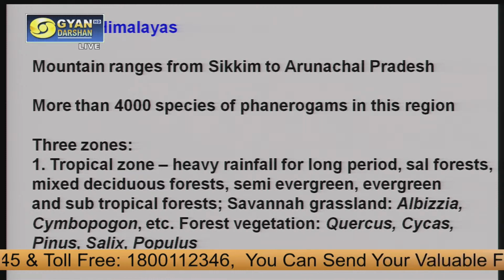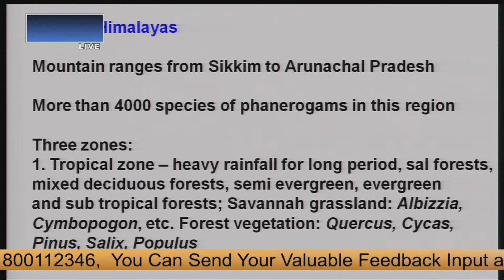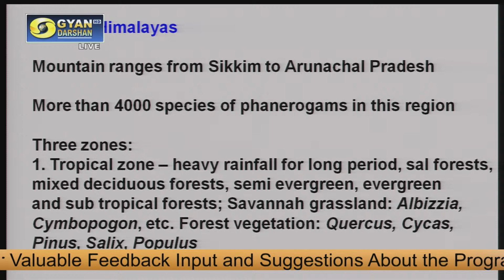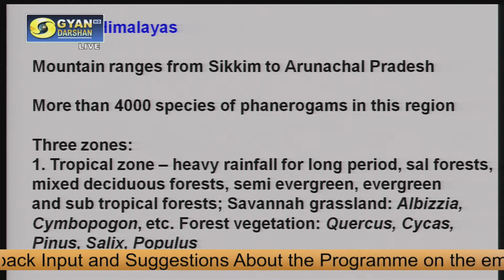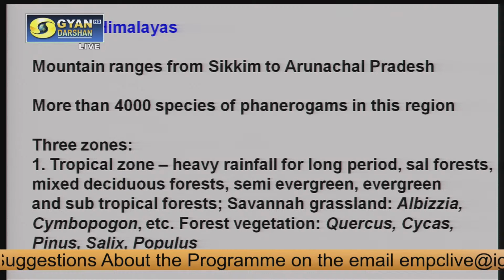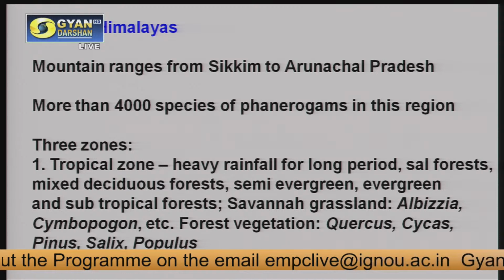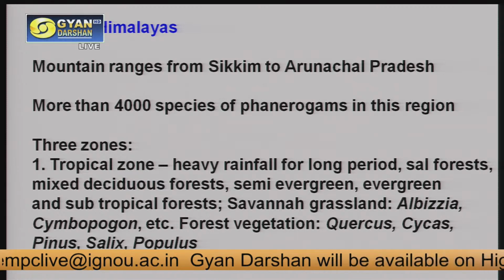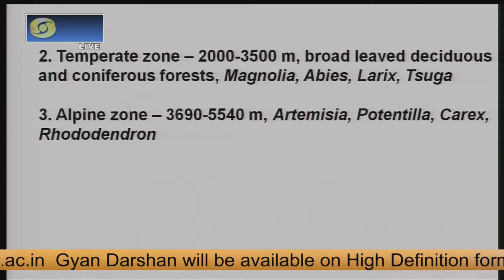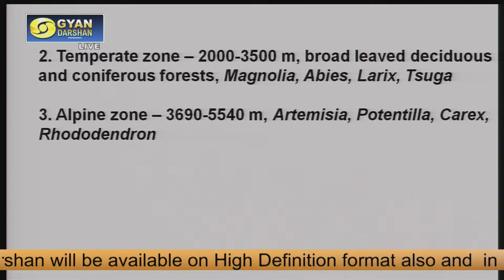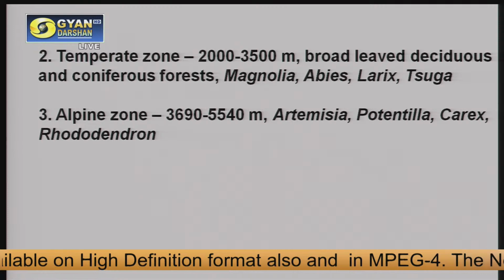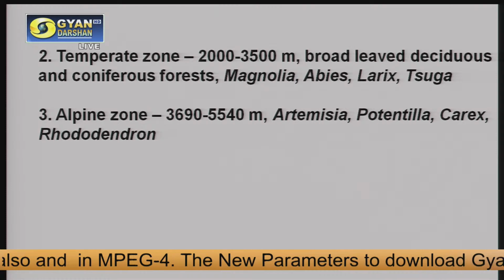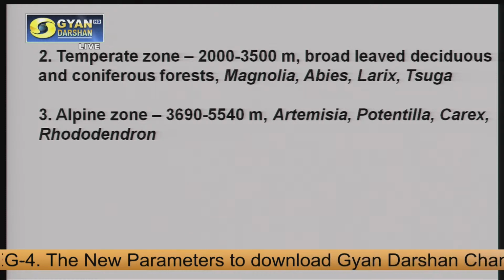Mixed deciduous forests, semi-evergreen, evergreen and subtropical forests, savanna grassland with typical plant species like albizia, cymbopogon, etc. Even you have certain forest vegetation which is comprised of quercus, cycas, pinus, salix, populus and so on. The second zone that you have is the temperate zone, which is 2000 to 3500 meter in altitude. Broad-leaved deciduous and coniferous forests consisting of magnolia, abies, larix, suga.